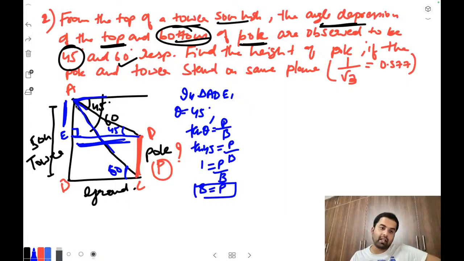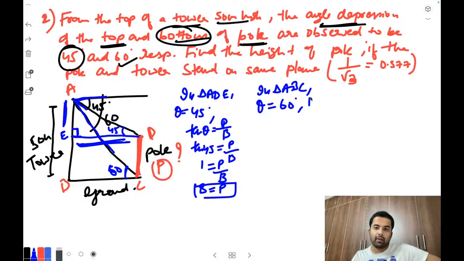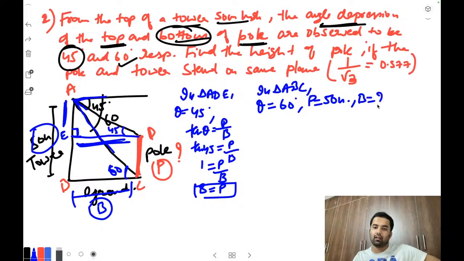Next thing what we can do here. Now let's take the big triangle, this ABC. In triangle ABC, do we have a theta? Yes, we have a theta which is 60 degrees. Perpendicular do we have? Yes, 50 meter perpendicular. So 50 meter. And the base we don't have. This base value we don't have. So we'll figure that out then.